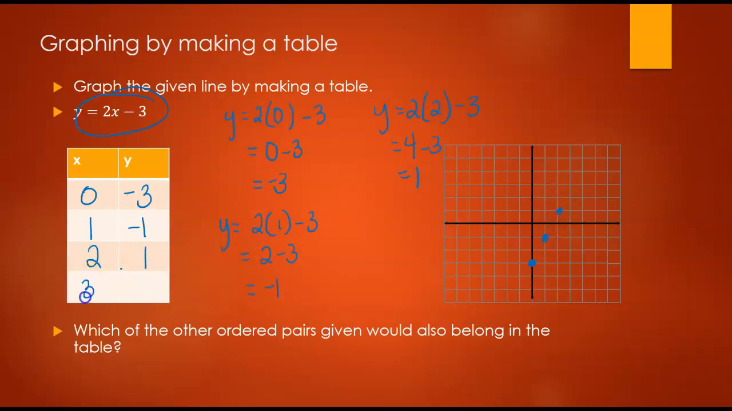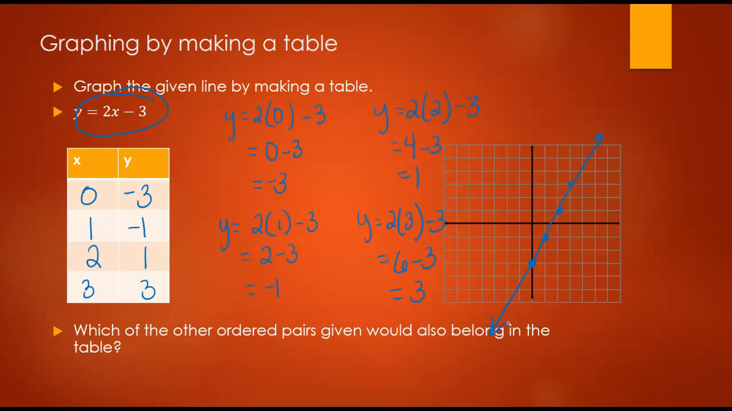And then let's use 3. Y equals 2 times 3 minus 3. 2 times 3 is 6. 6 minus 3 is 3, so that's the point 3, comma 3. And what do you know? They make a straight line just like we predicted.